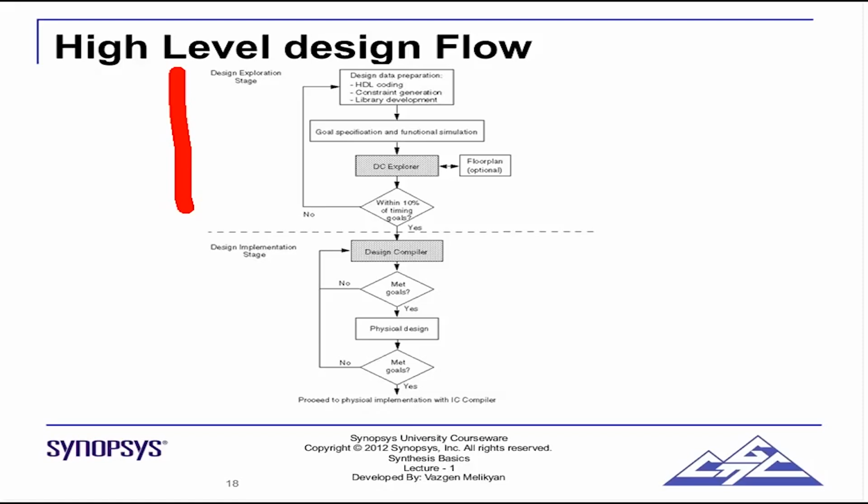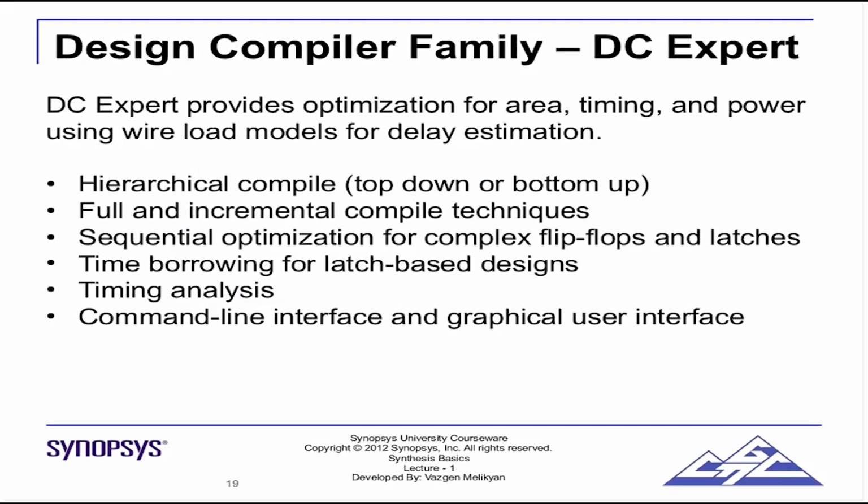Now we have the RTL design ready, we have the goals ready. Now we go to Design Compiler, and again the flowchart tells us that if we do not meet our goals, either before physical design or after physical design, we have to go back to Design Compiler and either modify our goals or modify our design, one of these. Now let's look at the Design Compiler family.